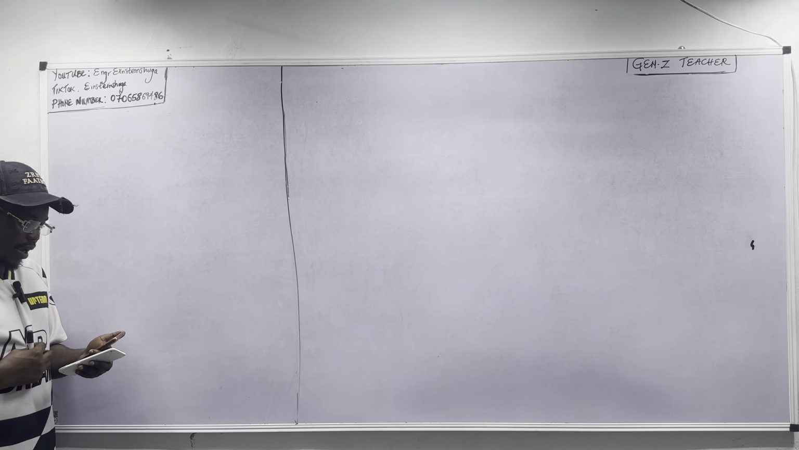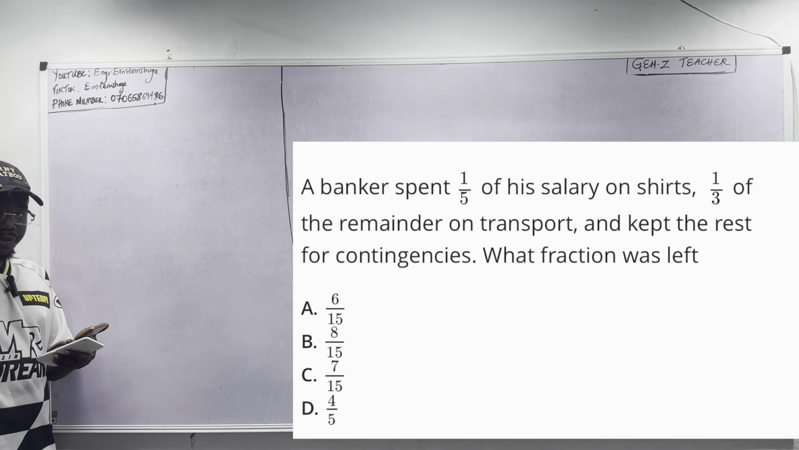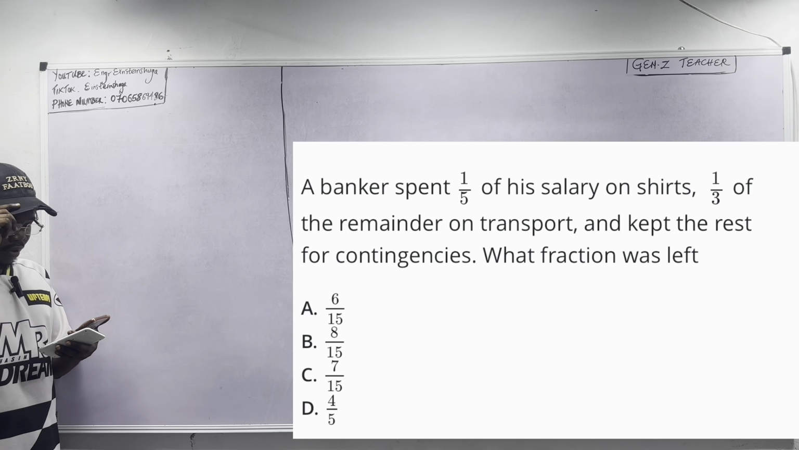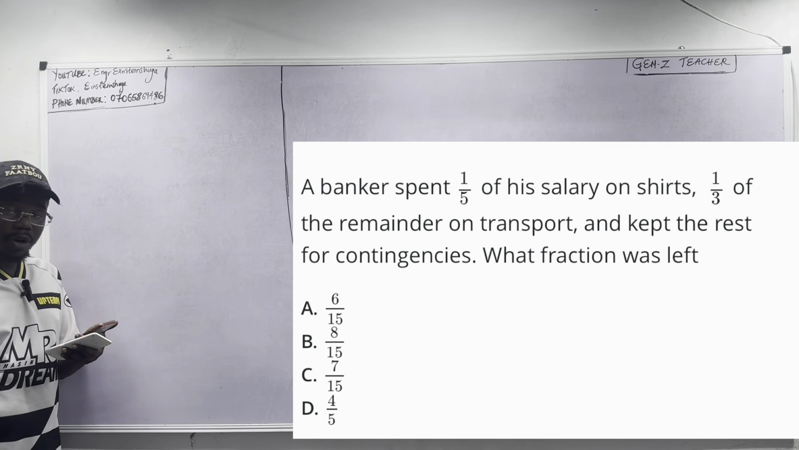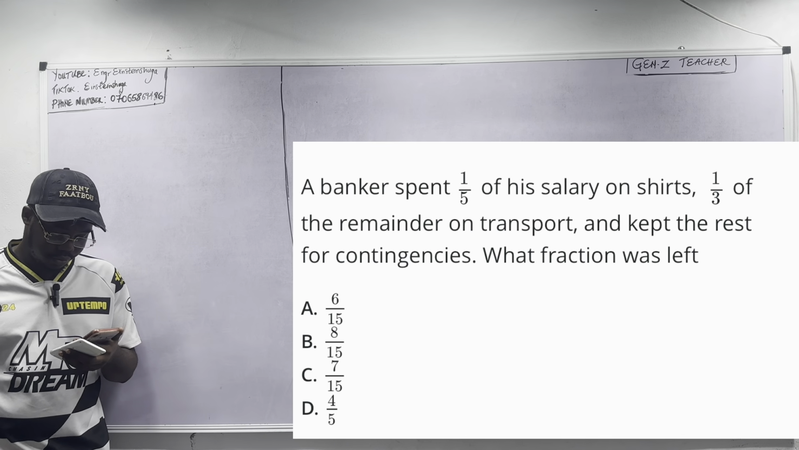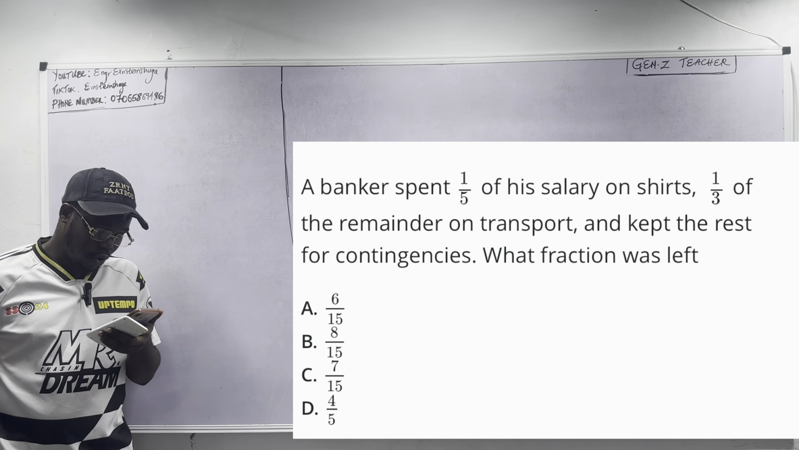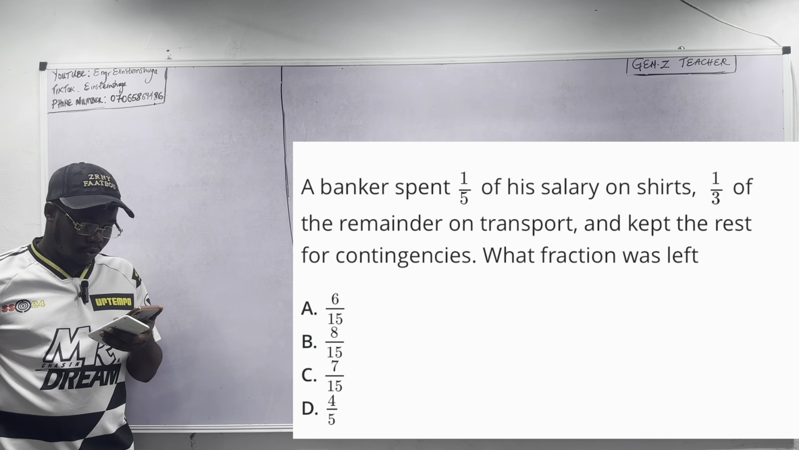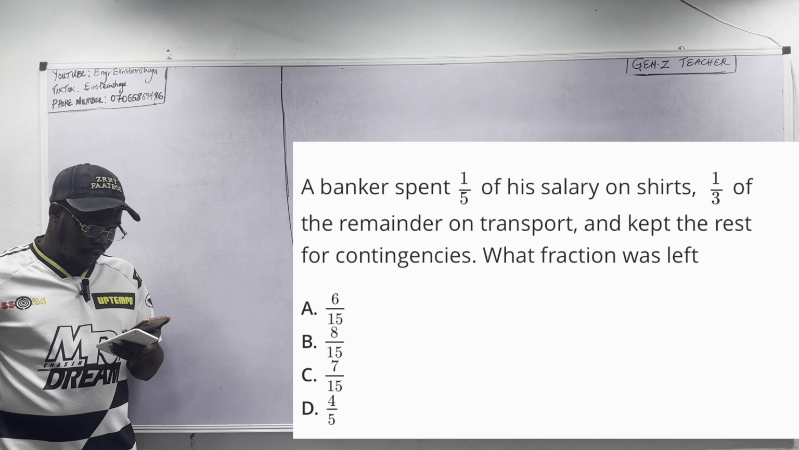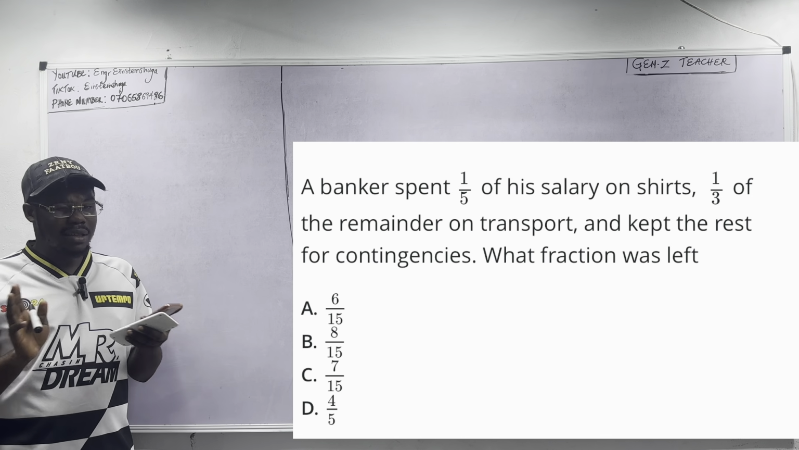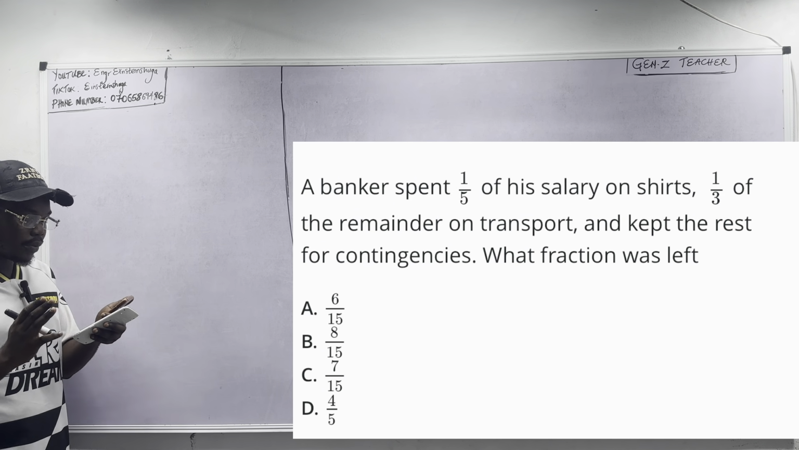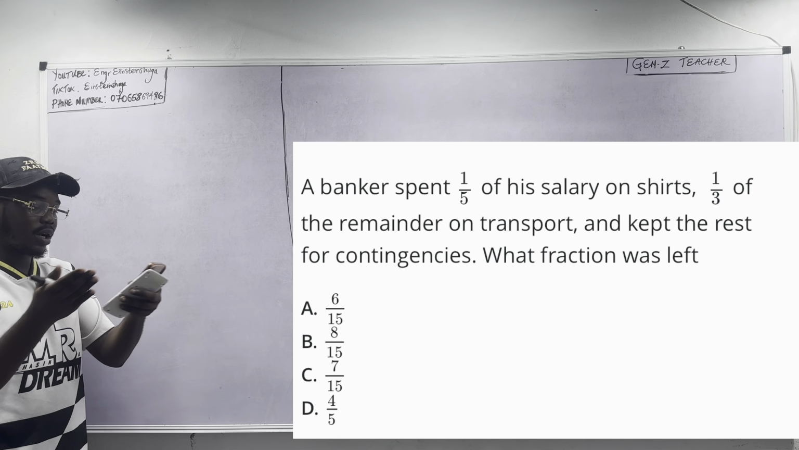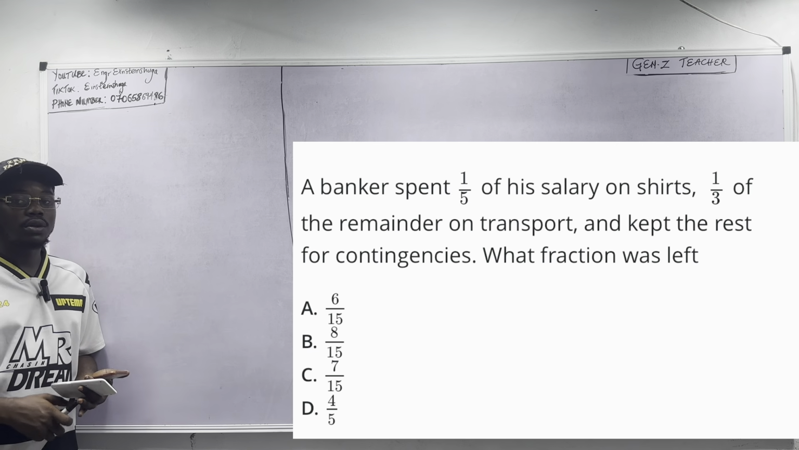Number 23 says a banker spent 1/5 of his salary on shirts. Wow, that's great. 1/3 of the remainder on transport, and kept the rest for contingencies. Maybe his girlfriend or something. What fraction was left? The salary was not given, but he spent 1/5 of the salary on shirts, then 1/3 of the remainder on transport, and the rest was kept for contingencies.